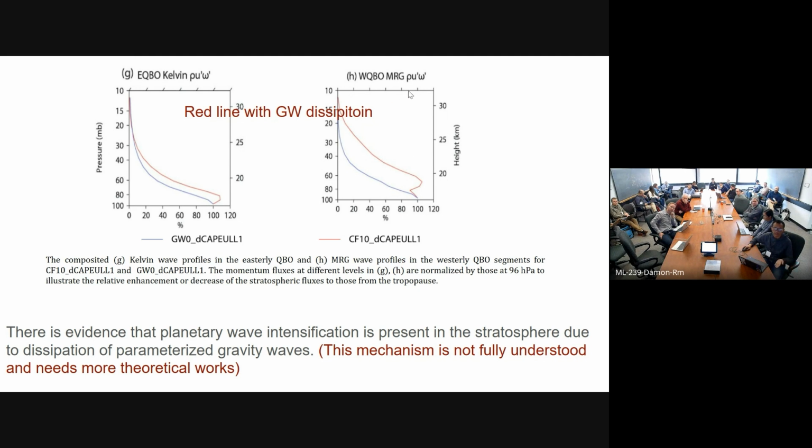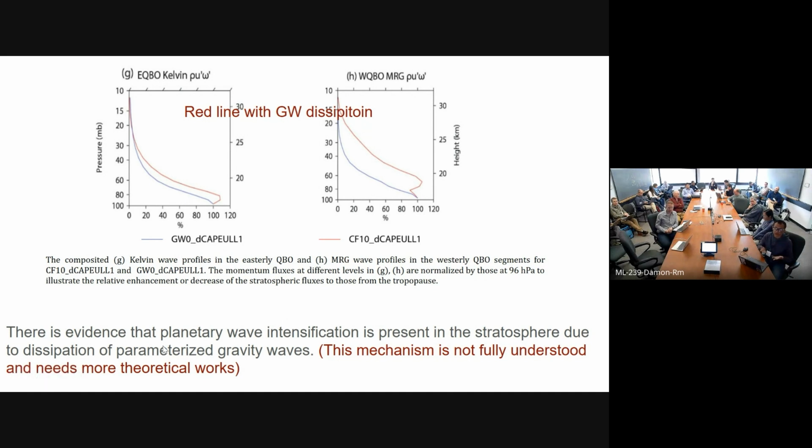In the westerly QBO phase, the MRG wave is relatively enhanced in this region compared to its input from the tropopause, because, as I said, it's normalized by the wave momentum flux from the 96 hectopascal level. So there's evidence that planetary wave intensification is present in the stratosphere due to the dissipation of the parameterized gravity wave. But I have to say, this mechanism is not fully understood and needs more theoretical work.